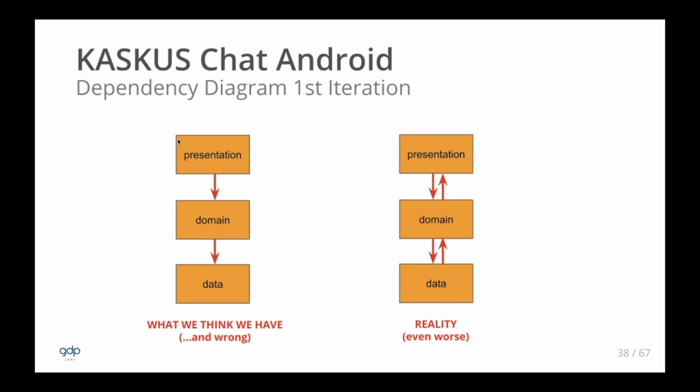This is the first iteration of our dependency diagram. The left one is the diagram we think we have. Presentation depends on domain, and domain depends on data. The sad thing is that it's wrong. And even sadder, the reality is even worse. Our dependency diagram on the first iteration actually looked like this, the right one. It's circular dependencies everywhere.